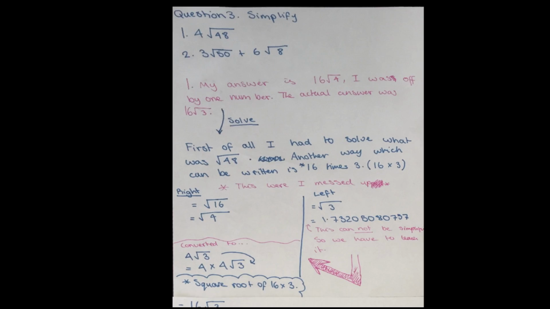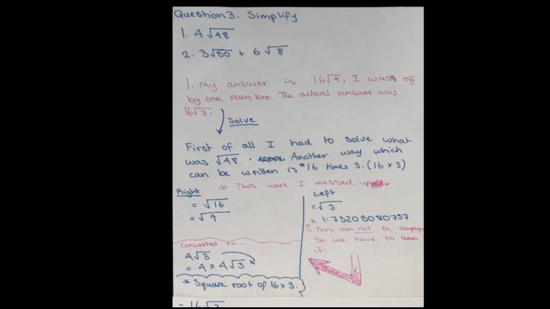So we multiplied those two together, which gave us 4 square root of 3, which equals 4 times 4 square root of 3. As I messed up before in the paragraph, it's meant to be square root of 16 times 3, which gave me my answer, 16 square root of 3. Now I'll answer question 2. I mistakenly wrote it as question 3. So the equation here is 3 square root of 50 plus 6 square root of 8.